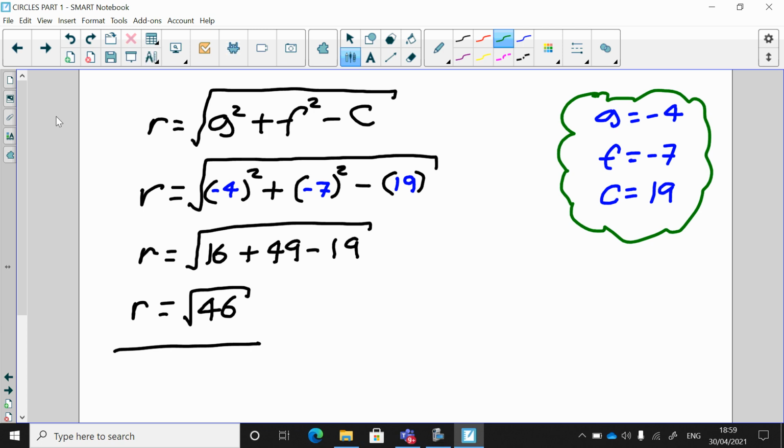Square root of 46, is that a nice number? That 46 isn't a square number, because that lies between 36 and 49. Those two are square numbers. 36 and 49, it's close to 49. So what would that be? 6 point something. Leave it as square root of 46. Okay, just leave it.